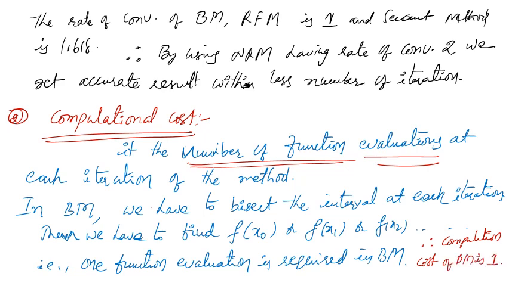Bisection method is 1. Okay, in bisection method, after finding root we have to evaluate f of x naught. After getting x1 we have to evaluate f of x1. After getting x2 we have to evaluate f of x2. That means at each iteration only one function, that is f, is evaluated at the particular point. So one function evaluation is required in bisection method.